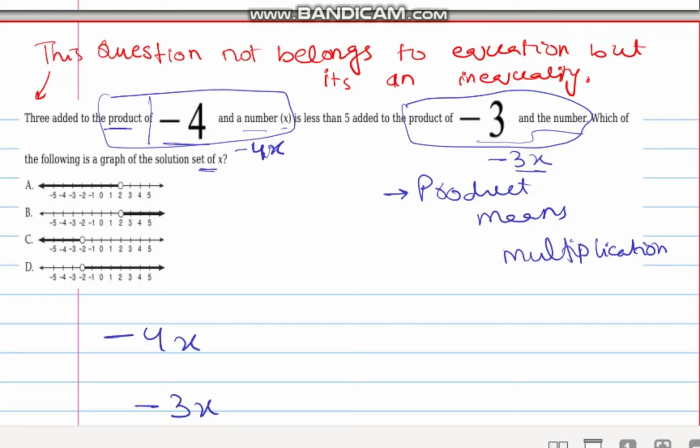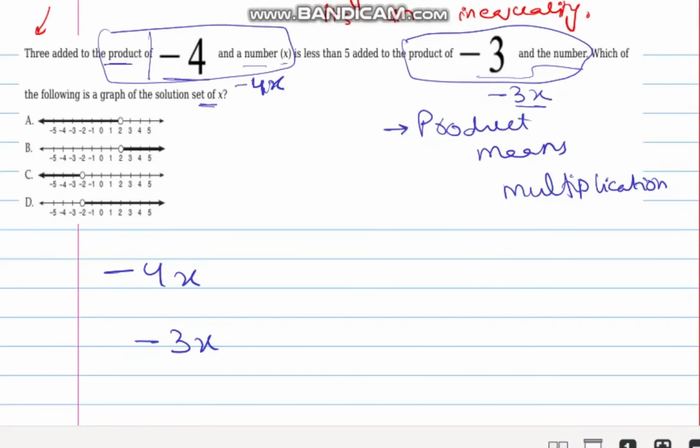These questions have hidden information in them, and you have to read the question very carefully, and then extract the information from them, and then you can make the equation or inequality to solve. So basically, what is the question? 3 added to the product of minus 4 and a number x. Just add the 3, because the question is written here. The question is telling us 3 added to the product of -4. Now please just add the 3 here. Yes, I am adding 3. It is less than the 5 added.